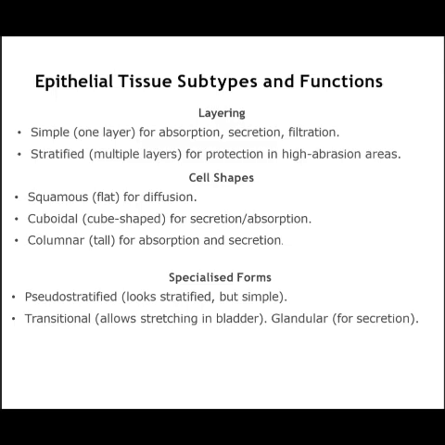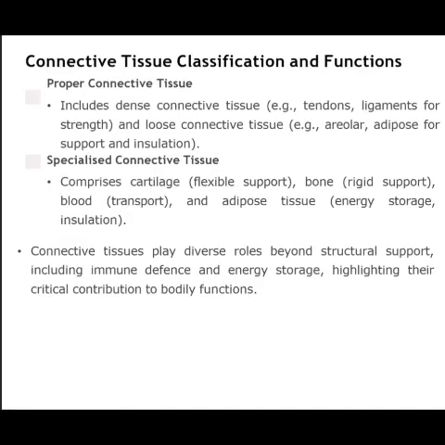Next one is connective tissue types. There are two types. First one is proper connective tissue, which is more flexible and as well as strong, and the second one is specialized connective tissue, which is seen in cartilage, bone, blood and adipose. They help in support, transport, flexibility and energy storage.